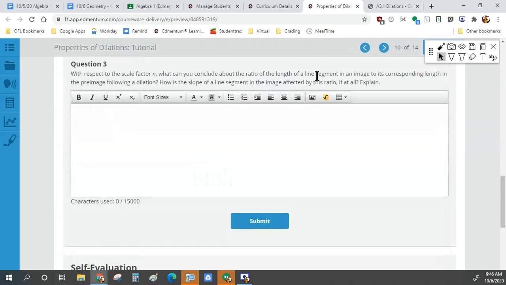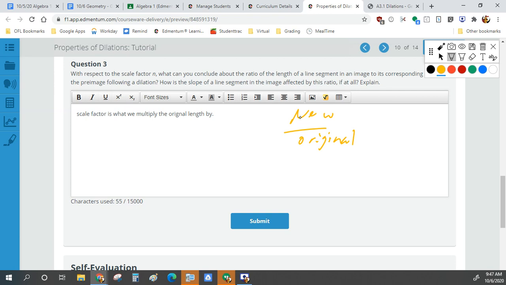With respect to the scale factor of the length, what can we explain? Scale factor is what we multiply the original length by. And another way of saying scale factor, remember, is what I said, new over old. So new over, I'll call it original just for this sake, is equal to the scale factor.